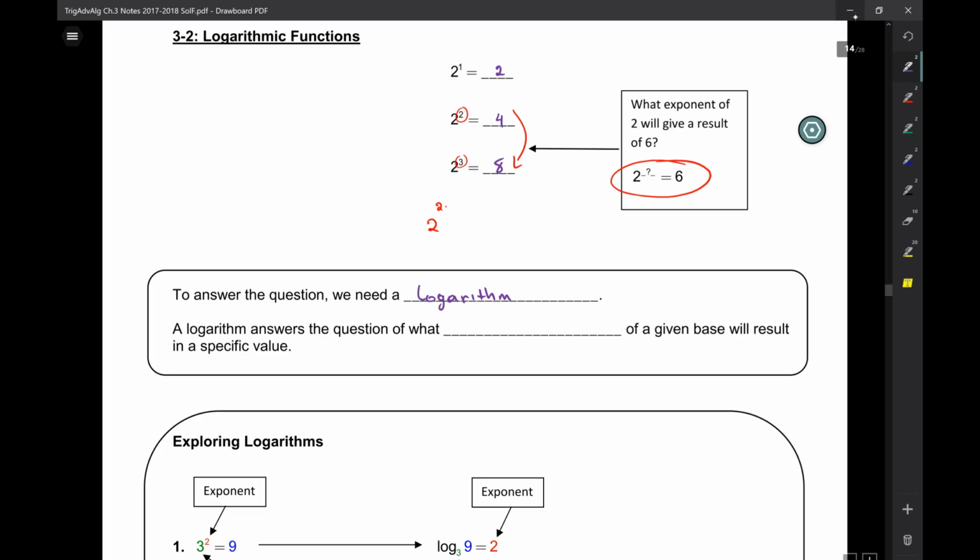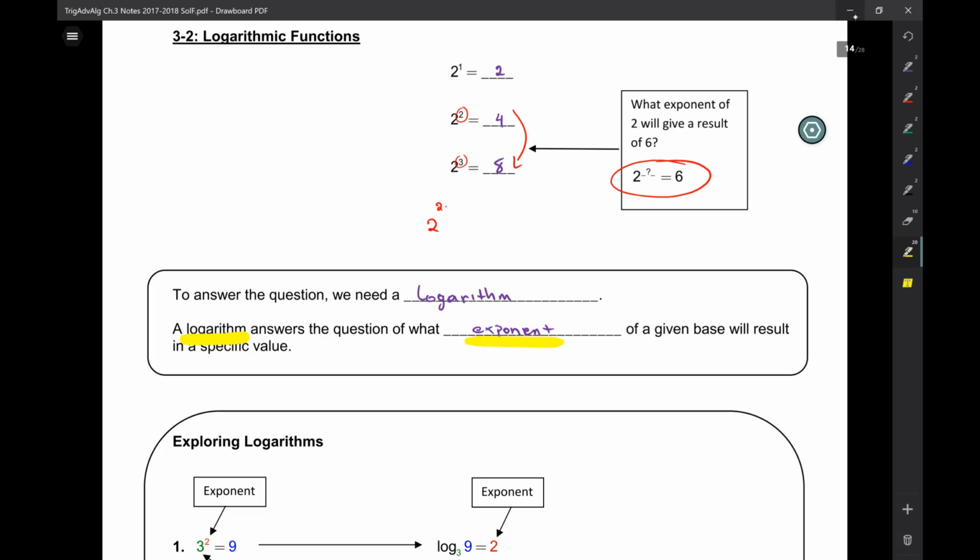Now, a logarithm will answer the question of what exponent of a given base will result in a specific value. So if I'm doing this business of logarithms, what is it that I'm finding? A base or an exponent? I'm looking for an exponent. So the trick to doing logarithms is this. The sooner you connect the words logarithm and exponent in your mind, the better you will do with logarithms.